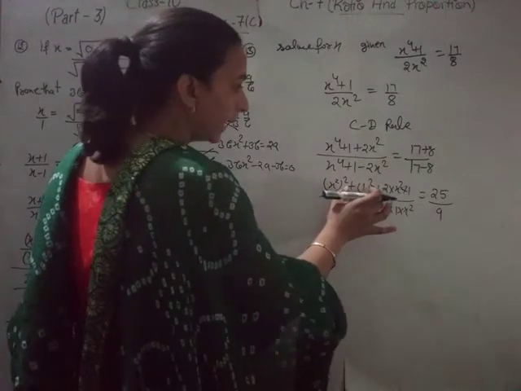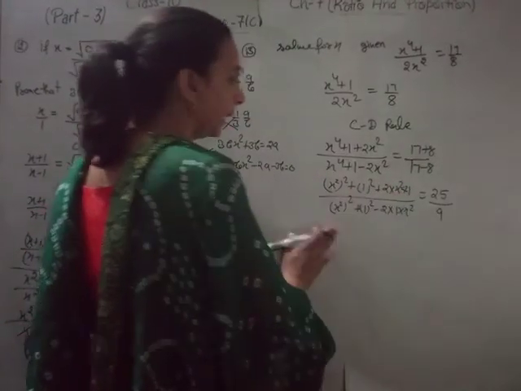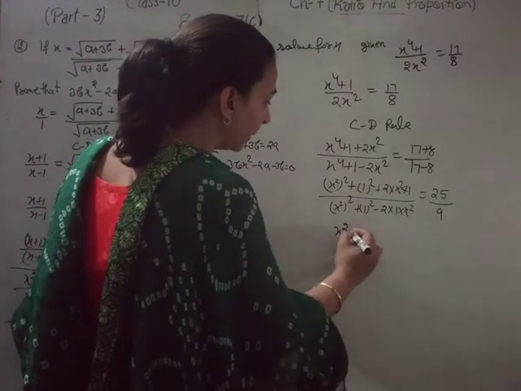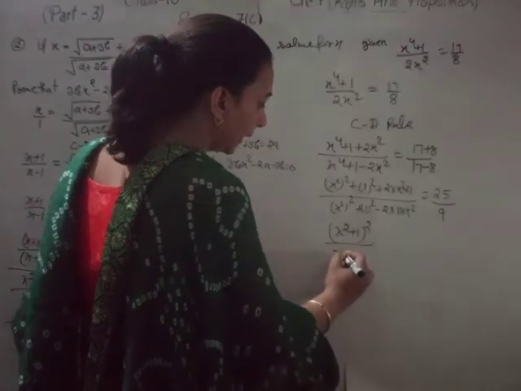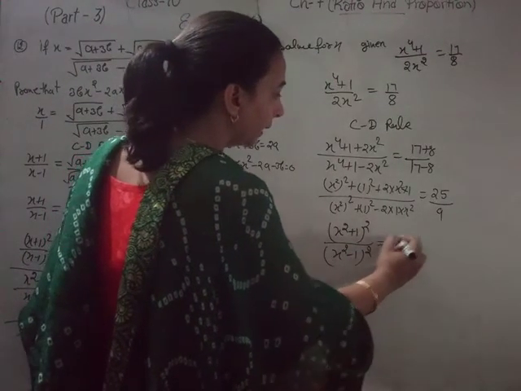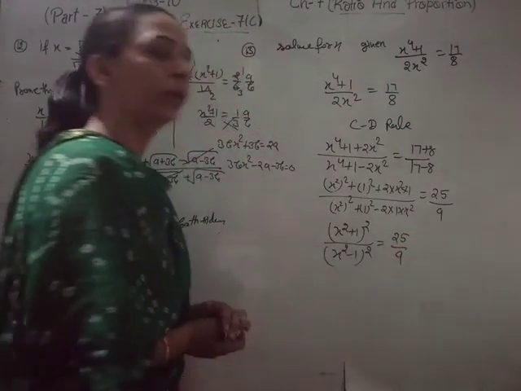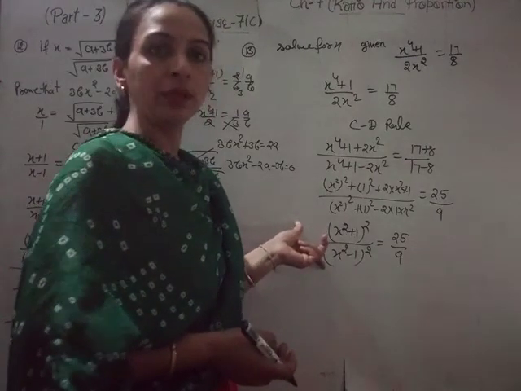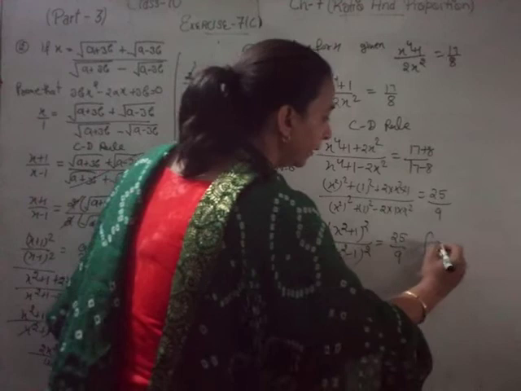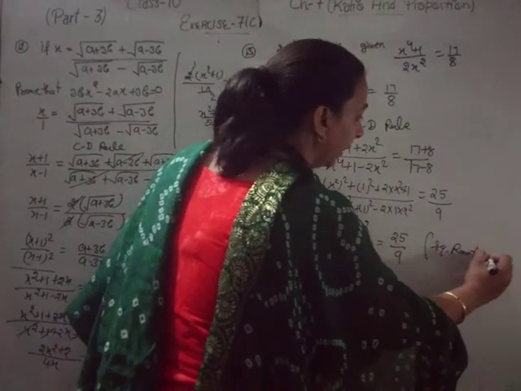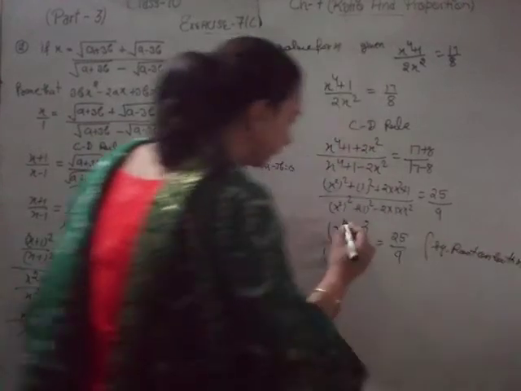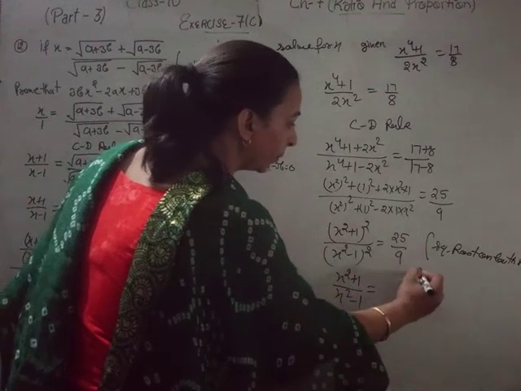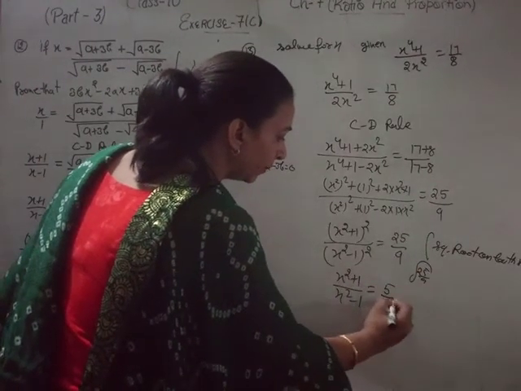Okay, and this is the identity a²+b²+2ab, and this is also a²+b²−2ab. Then this is the identity: (x²+1)²/(x²−1)² equals 25/9. Okay, again student, taking square root on both sides, then (x²+1)/(x²−1) equals, the square root of 25/9, which equals 5/3.